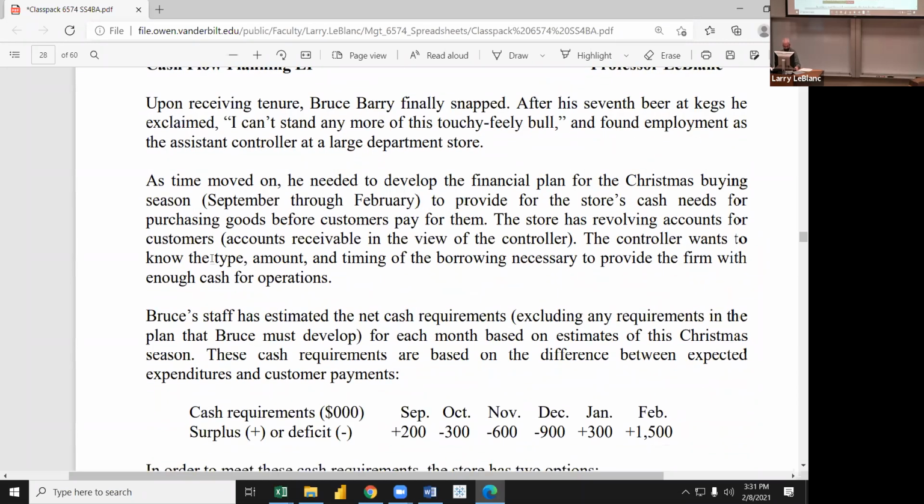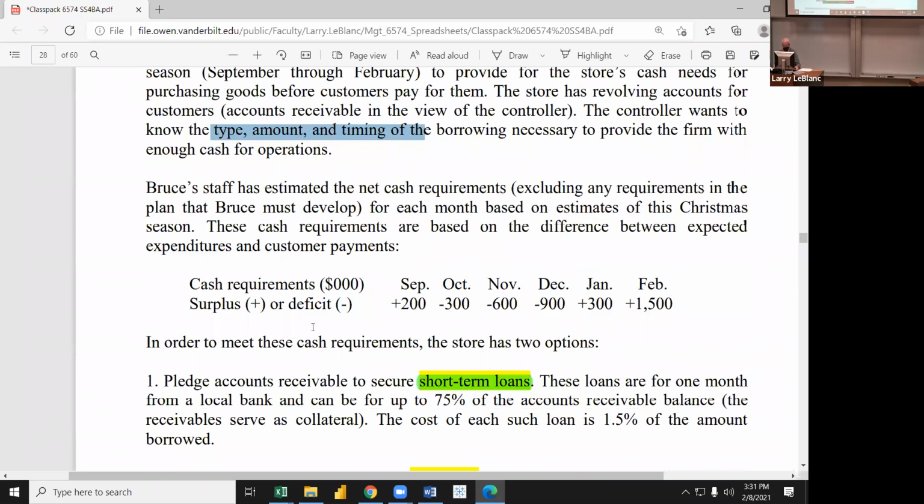What type of loans shall we make? How much money shall we borrow? And when shall we borrow? Here are our estimated cash requirements. We have actually an excess of cash coming in the first time period, plus 200,000. Then we start hemorrhaging badly.